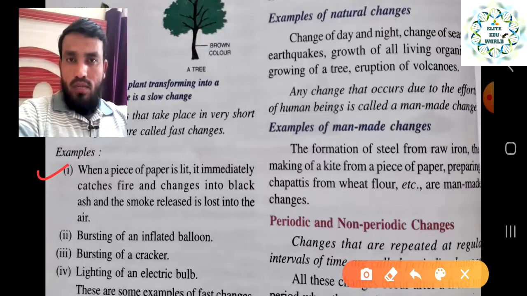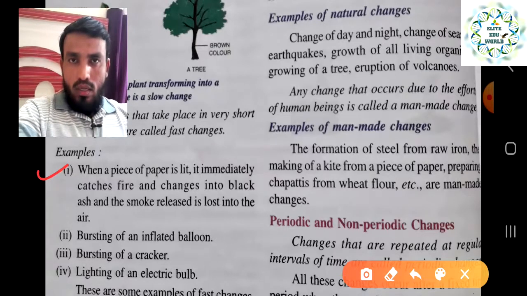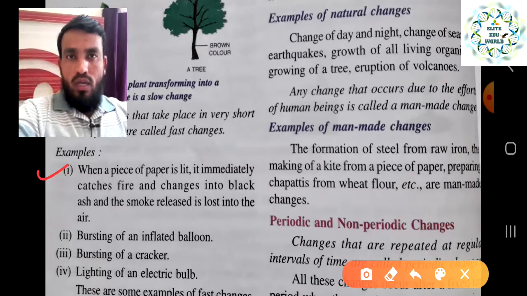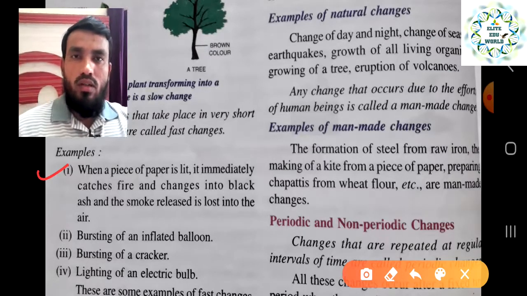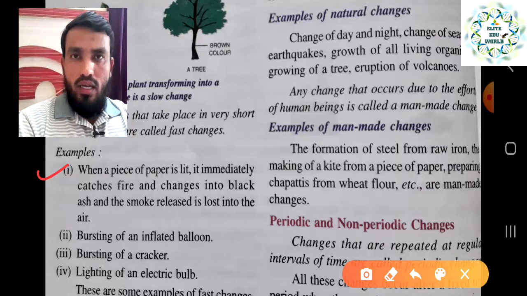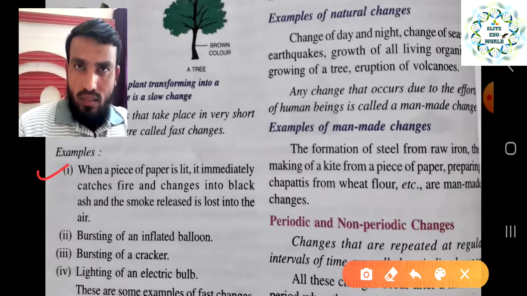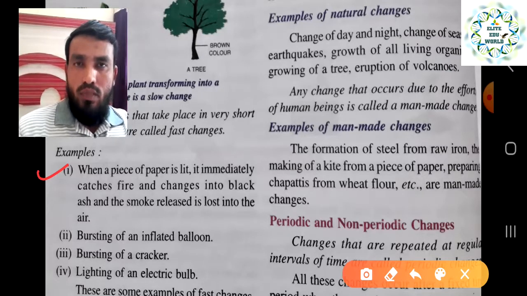For the second example, we can take bursting of an inflated balloon. When you burst the balloon, in a second or a fraction of a second it will burst and change from one state to another. Before, it looked bigger in shape, and then it shrinks after releasing the air. That is a very short period of time, and it is also a faster change. Then we can also say bursting of a cracker is a very fast change. In a fraction of a second it bursts, so it also comes under the faster change.